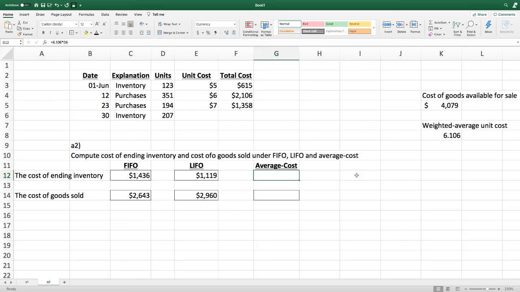And now our average cost. Our average cost is going to be all of our costs divided by all of our units. The fun thing about that is that it actually is going to equal our weighted average unit cost. Once we have that, we're going to multiply that by our remaining inventory, and that will give us our average cost. Boom, that's the number. From there, just like with FIFO and LIFO, we are going to take our average cost and subtract it out of the cost of goods available for sale. And that leaves us with this number here.